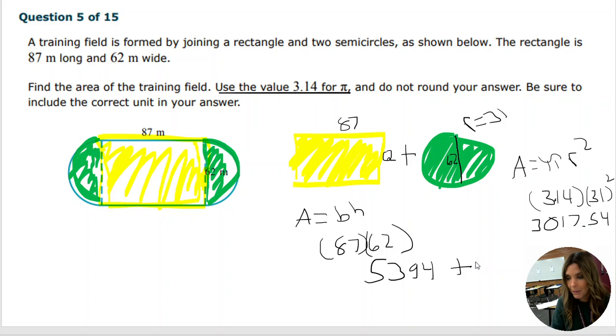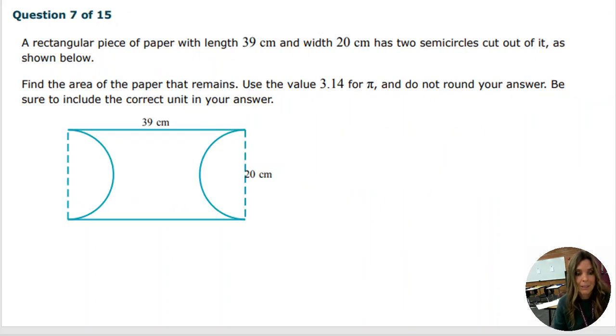3,017.54 that we are then going to add to the area of our rectangle, and our final answer is going to be 8,411.54 meters squared. Okay. Next one, a rectangular piece of paper with 39 centimeters in width, 20 centimeters in height, has two semicircles cut out of it.